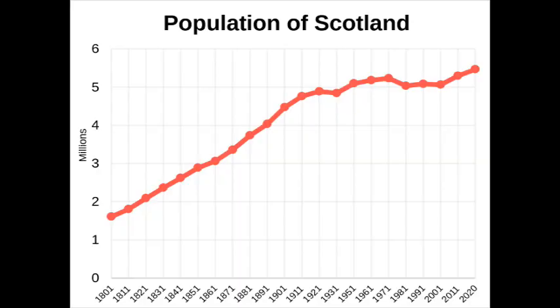I thought you might be interested to see some aspects of Scotland's population. So let's have a look at the first one. This is looking at the population growth in Scotland over the last 200 years or so. So you see there quite clearly rapid expansion between 1800 and 1900, and then a bit of levelling out until a kind of recent uptick.